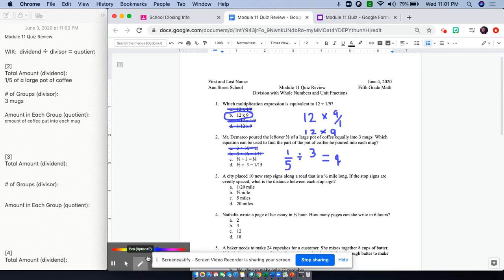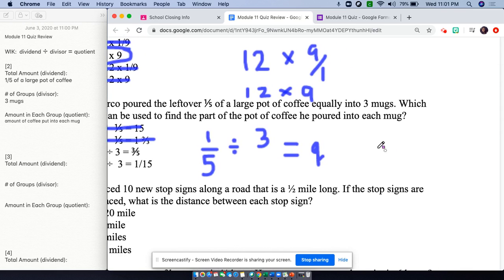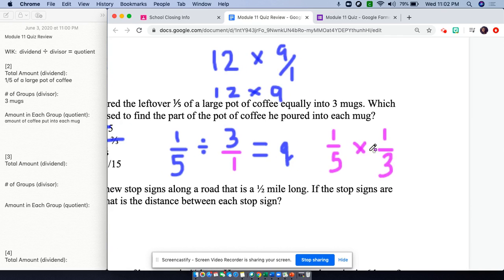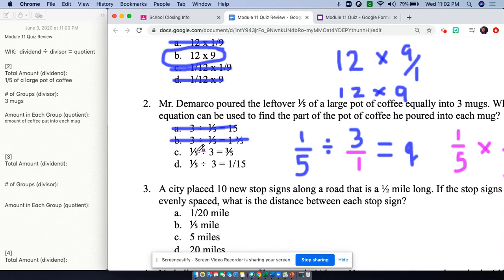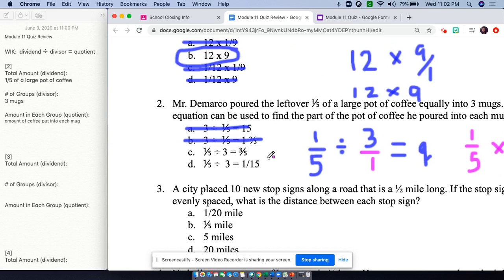I'm going to grab another color so we can see how we can keep, change, flip this equation. I'm going to keep the 1/5. I'm going to change my operation from division to multiplication, and I'm going to flip my fraction from 3, and remember it's a whole number, so it's really 3/1, to 1/3. Now I can multiply as normal. 1 times 1 equals 1, and 5 times 3 equals 15. And again, if we're keeping our equation, it's 1/5 divided by 3, and then I got 1/15.